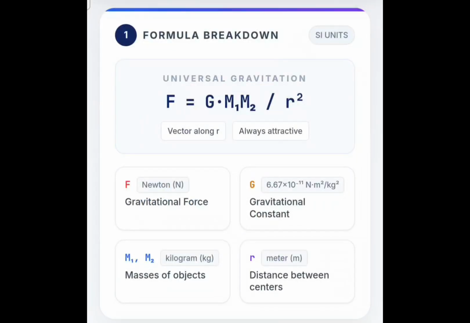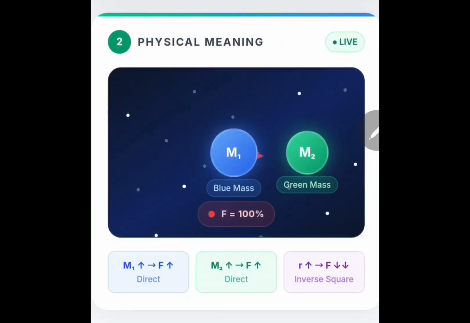Mathematically, the law is written as F equals G times m1 times m2 divided by r squared. Here, F is the gravitational force, G is the universal gravitational constant, m1 and m2 are the masses of the two objects, and r is the distance between their centers. Now let's understand the graphical relationships.